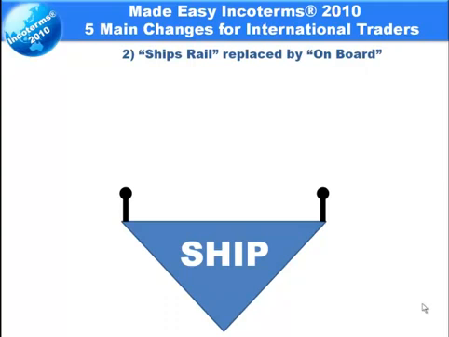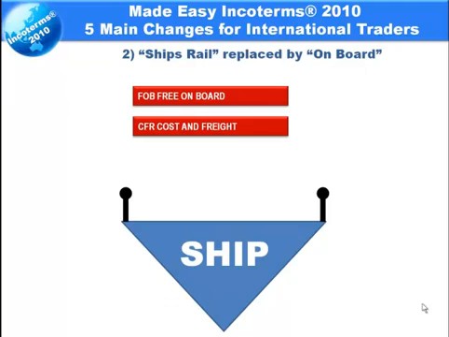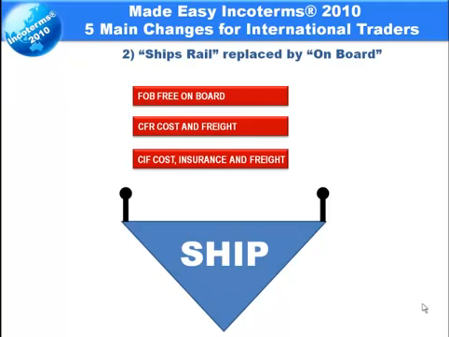The ship's rail terminology has been replaced by on board. In previous revisions of Incoterms, 3 of the maritime rules had in their wording the concept of delivery occurring when the goods had passed over the ship's rail on the carrying vessel. Those terms are free on board, cost and freight, cost, insurance and freight.